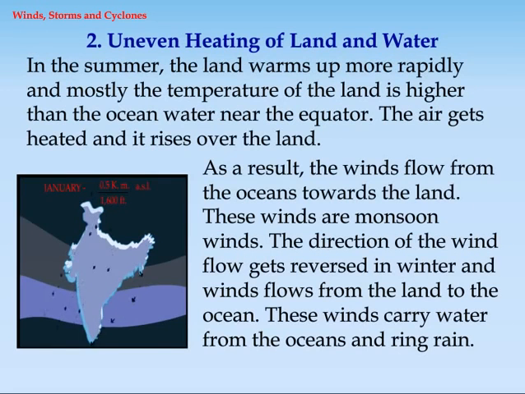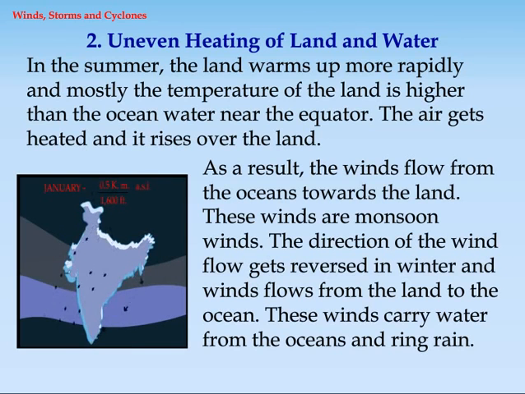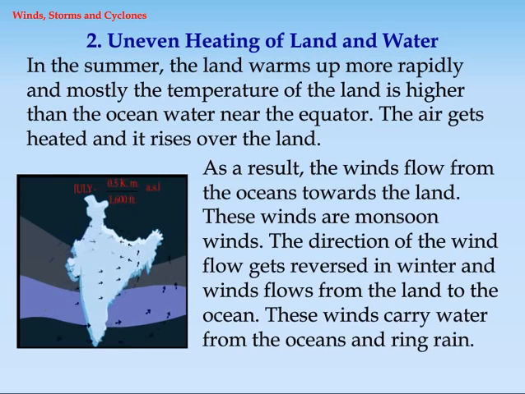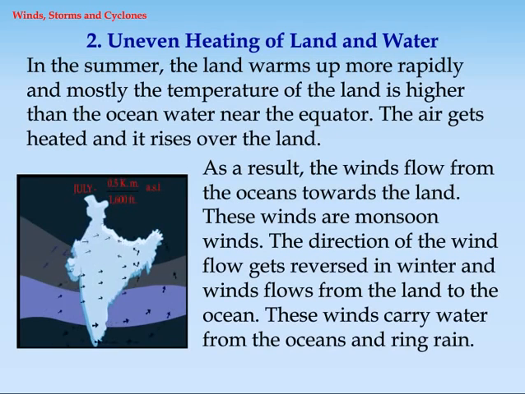2. Uneven heating of land and water. In the summer, the land warms up more rapidly and mostly the temperature of the land is higher than the ocean water near the equator. The air gets heated and it rises over the land. As a result, the winds flow from the oceans towards the land. These winds are monsoon winds.